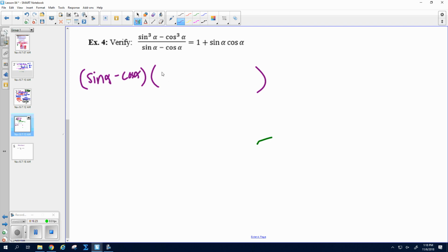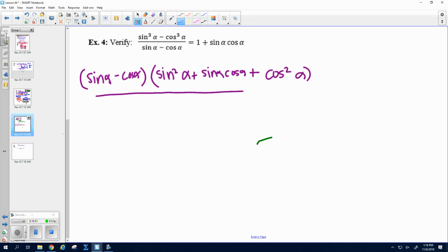Okay, and then we follow the pattern. It's the first thing squared. So Anna M, what goes here? Good. And then it's a plus, and we multiply them together. So Kelsey, what goes in the middle? Yep. I'm running out of room. Should have made my parentheses a little bigger. Plus the last thing squared. So cosine squared alpha all over sine alpha minus cosine alpha.